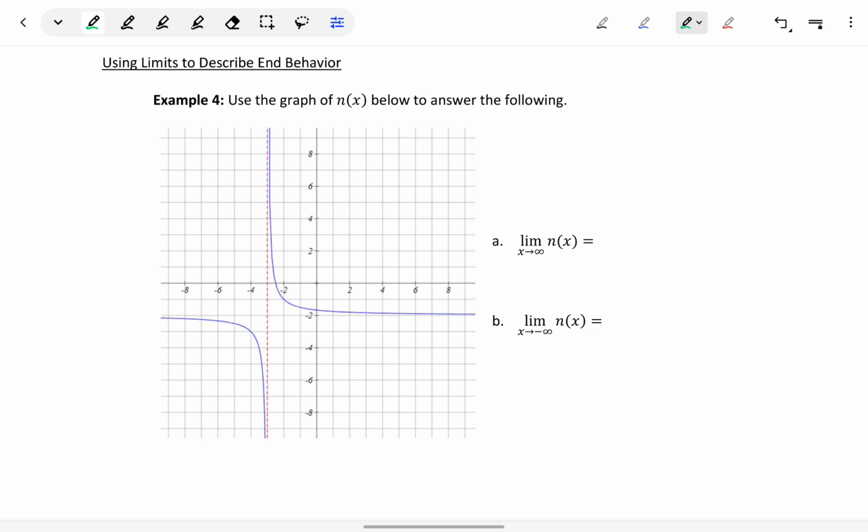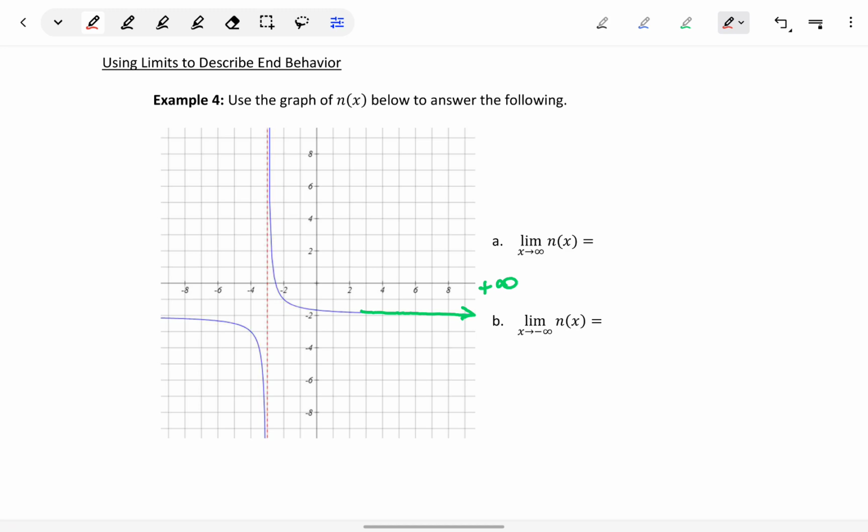of n of x. We're going to consider a similar idea to what we had before. We're going to trace along our curve, but now instead of x approaching a specific number, we're considering what's happening as x just continues getting larger and larger. So we're tracing along that graph towards positive infinity.